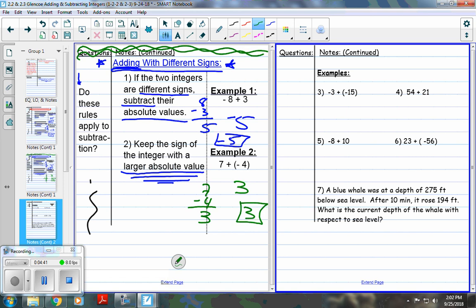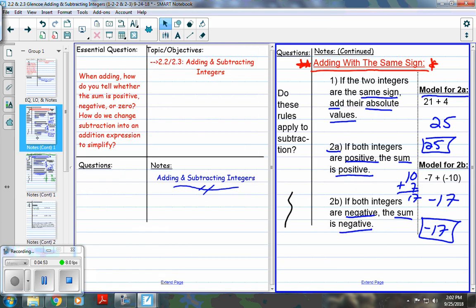So problem 3, we have negative 3 and we have a negative 15. Same signs or different signs? Yeah, you're right. They're both negative, so same signs. I go back to my directions for same signs. I read what to do. It says add their absolute values. We knew they were both negative, so I went to 2b right away, and I notice I'm going to keep my sum to be negative.